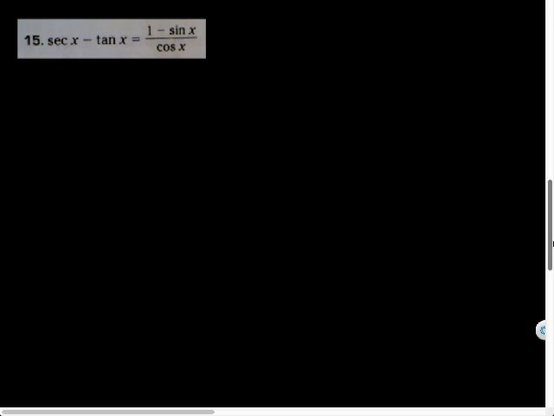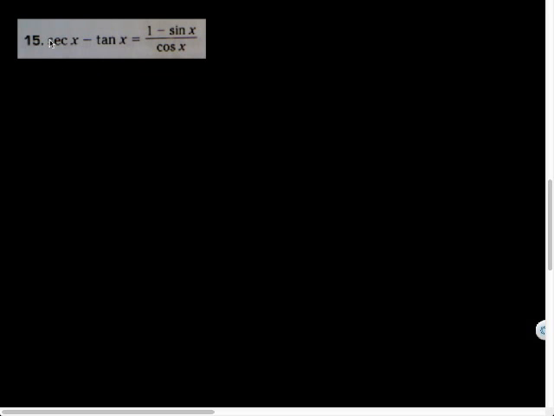Problem 15 here. Secant x minus tan x is equal to 1 minus sine x over cosine x. So let's see. I've got a fraction situation, but it's not a fraction equal to a fraction. I suppose I could put this all over 1 and try the cross multiply trick. That might be interesting. I don't know. But I'm actually intrigued more on the idea of dealing with this as, if you think back to our rational equations skills, getting an LCD and all that.